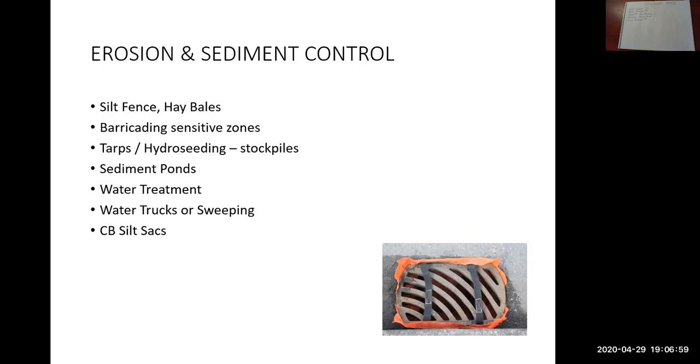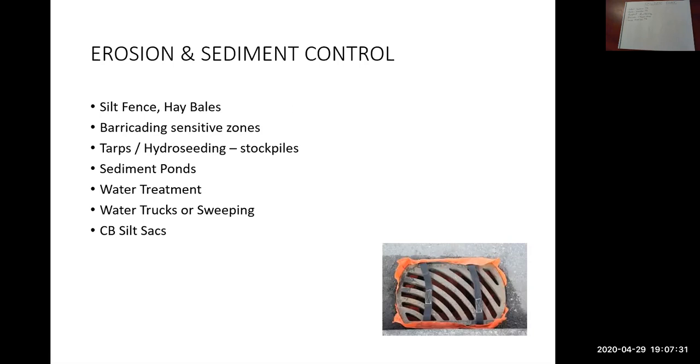So, different methods of doing that: silt fence, hay bales. We'll see a few different photos of some of these items in the next slides. This next bullet here, barricade, I guess I could touch on the first one, silt fence. It does exactly that. It prevents silt from passing through it. It lets the water through, but it holds the silt back. Hay bales do the same type of procedure.